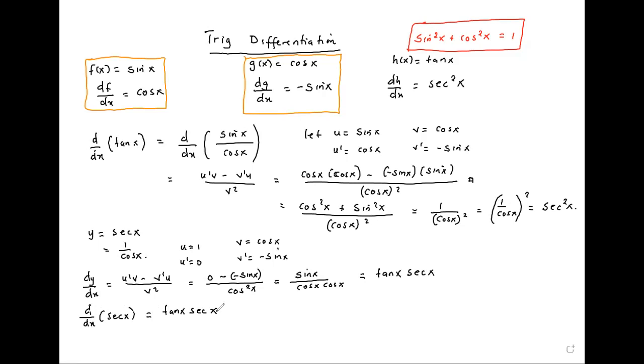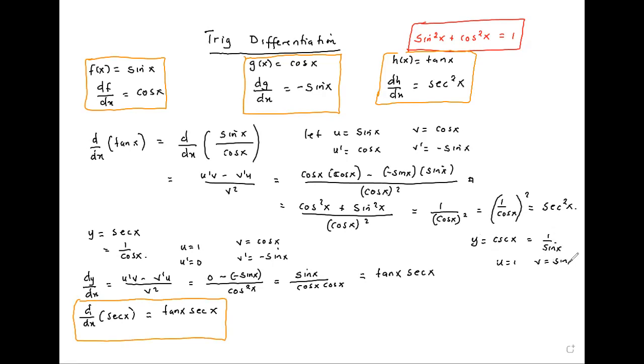We are keeping this. Let's get the derivative of cosec. This is 1 over sine. So again, u is 1 and v is sine. And u prime is 0, v prime is cos x.